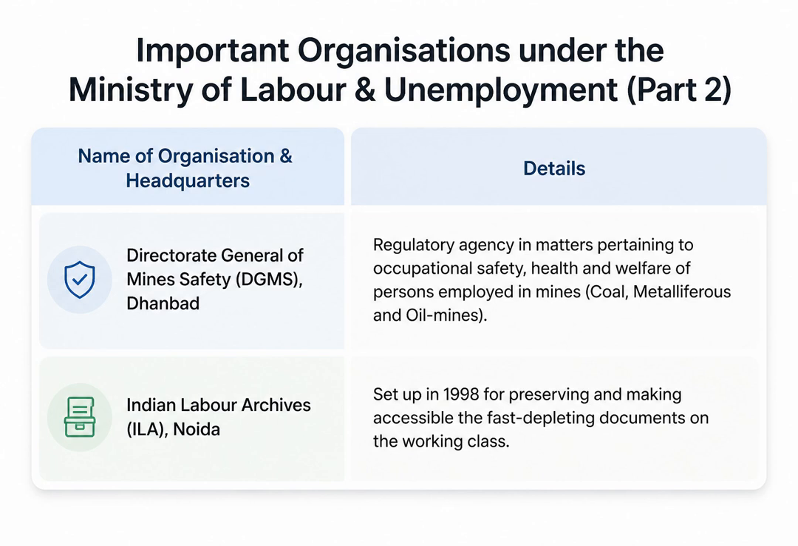Mining is inherently hazardous, so the DGMS is strictly responsible for the occupational safety, health, and overall welfare of people working in coal, metalliferous, and oil mines. Then we have the Indian Labour Archives, or ILA, situated in Noida. Established in 1998, its mission is historical and academic. It focuses on preserving and providing access to fast-depleting documents and records related to the working class, ensuring that the history of labor in India is not lost to time.